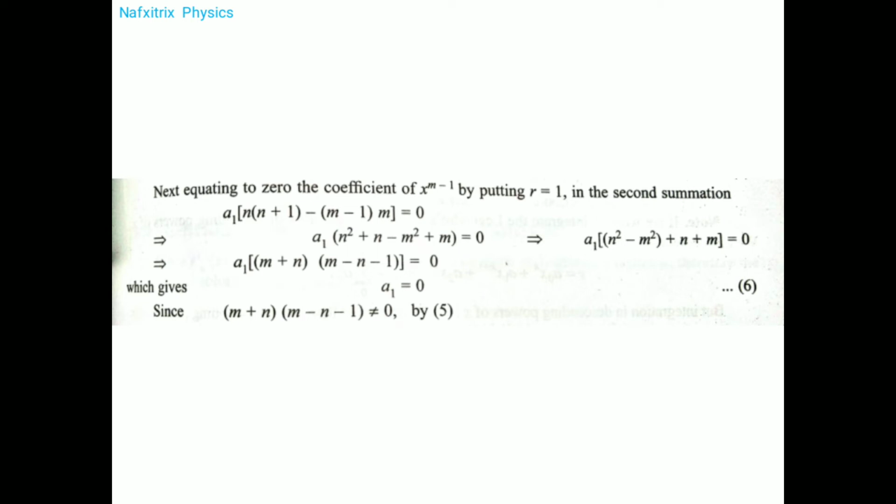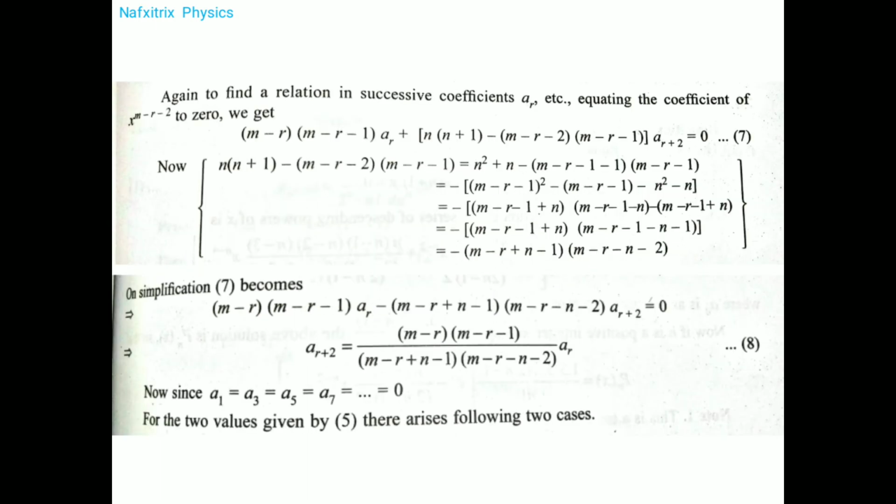And this means the odd coefficients are 0, that is the coefficients of x power m minus 1, x power m minus 3, and so on. That is a1, a3, a5, all of them are zeros. Only the even coefficients will remain.